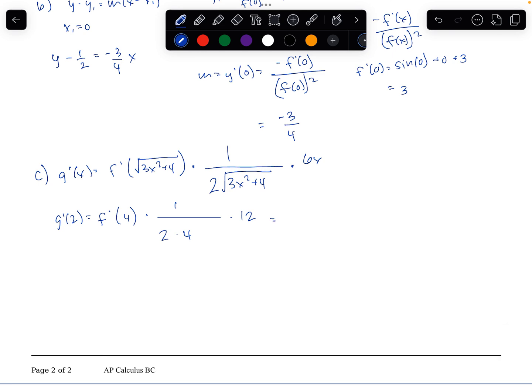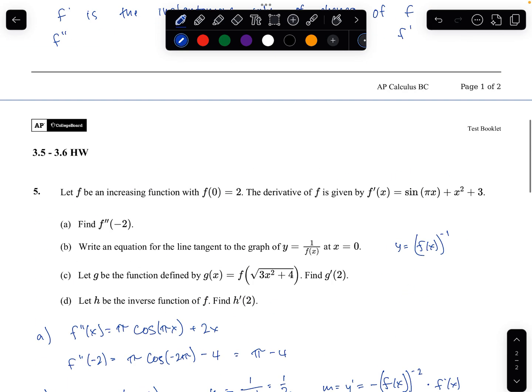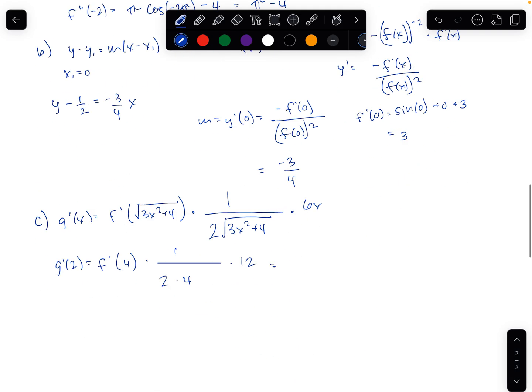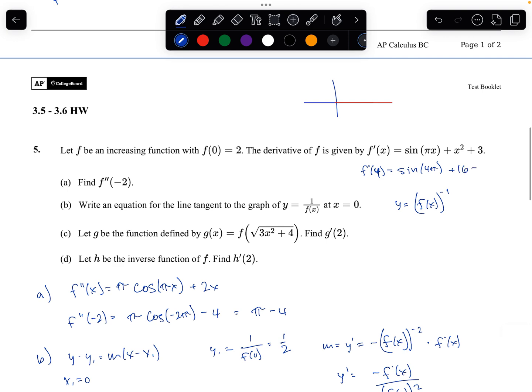So f prime of 4 is going to be equal to, I'll do that up here. F prime of 4 is going to be equal to sine of 4 pi. 4 pi is 2 complete revolutions of the angle. So here's 2 pi, here's 4 pi. So that's still going to be 0. And then plus, what are we plugging in again? 4? Yeah, f prime of 4. So that's going to be 16 plus 3. So that's going to be 19.